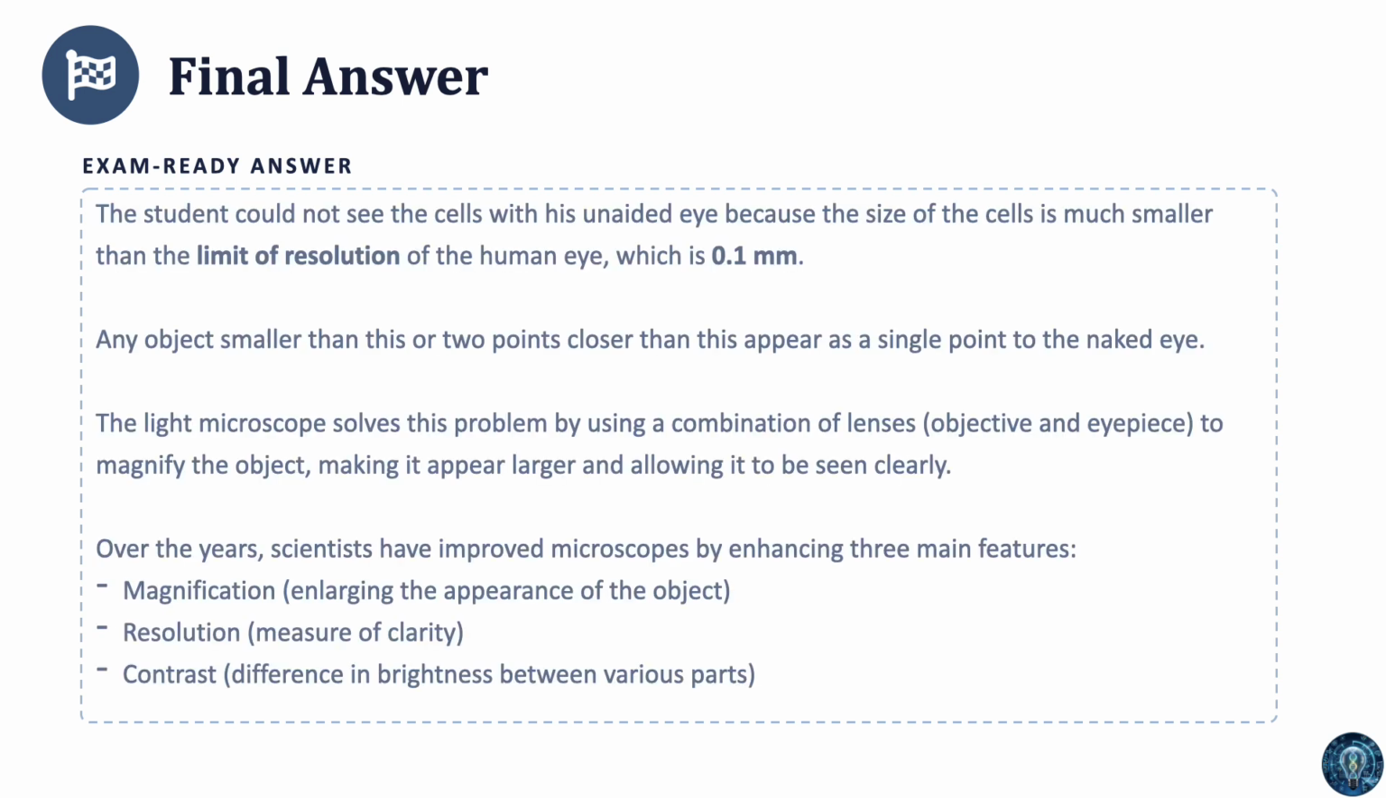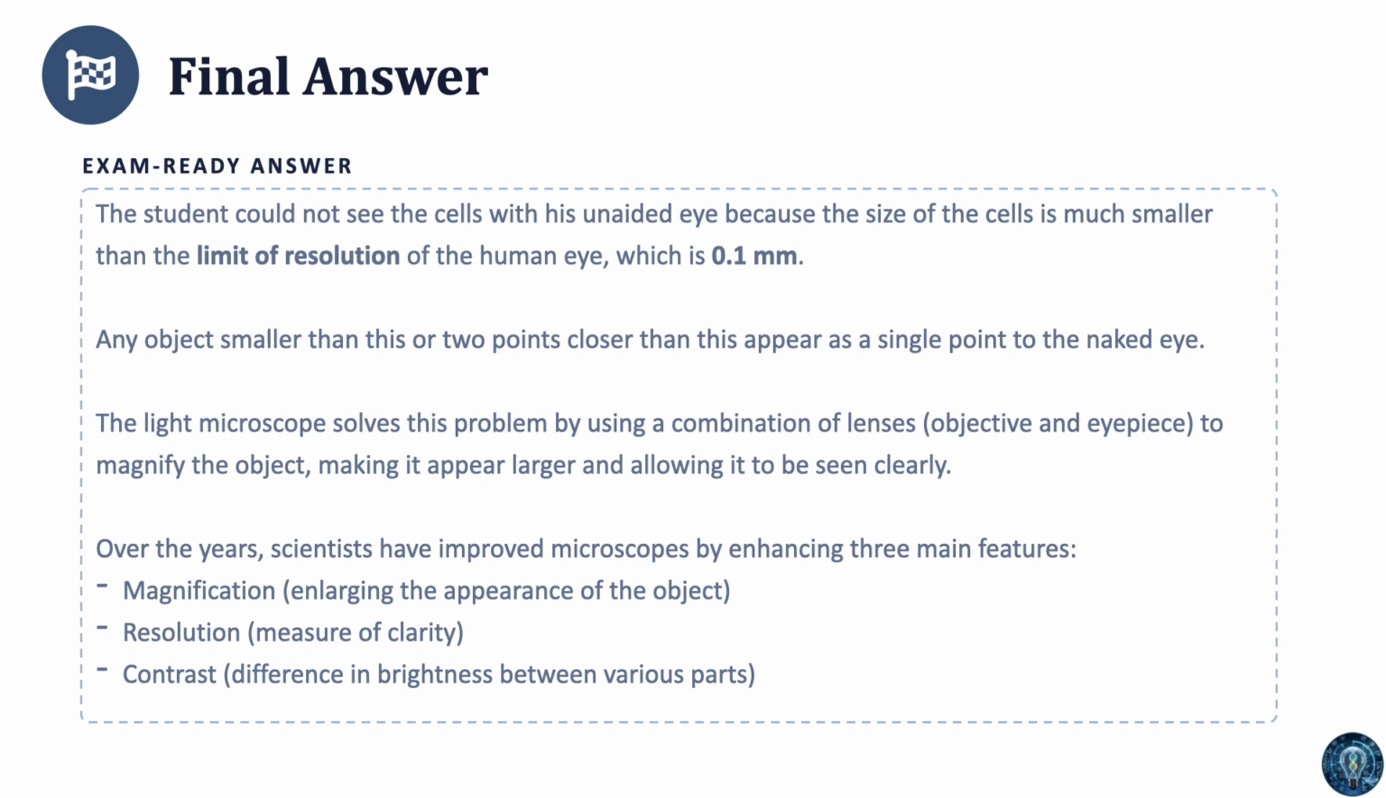Here is how you frame your perfect exam answer. The student could not see the cells with his unaided eye because the size of the cells is much smaller than the limit of resolution of the human eye, which is 0.1 millimeter. Any object smaller than this or 2 points closer than this appear as a single point to the naked eye. The light microscope solves this problem by using a combination of lenses, that is, objective and eyepiece, to magnify the object, making it appear larger and allowing it to be seen clearly.